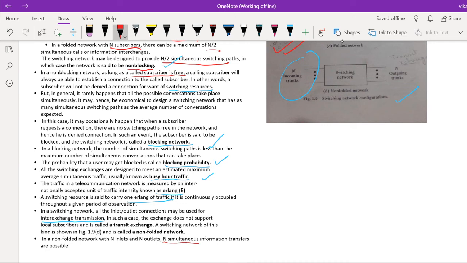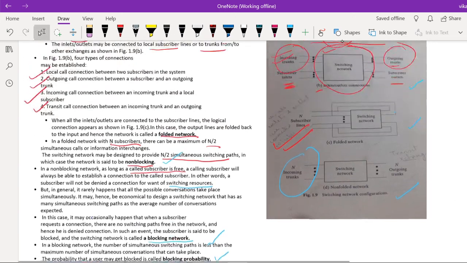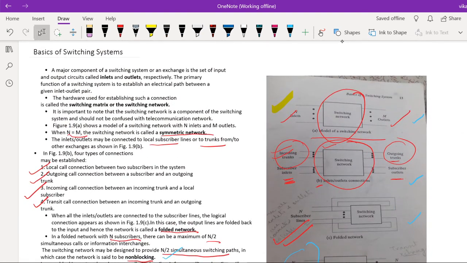All the definitions which have been discussed in this lecture are very important from the examination point of view, and also for you to understand the next topics. You should be well aware of these terms, because from now onwards we'll be using them very frequently, and you should be able to understand when I say that it is a folded network or a non-blocking network. So I hope you have understood this lecture thoroughly. Go through the lecture and we'll meet in the next lecture very shortly. Thank you.